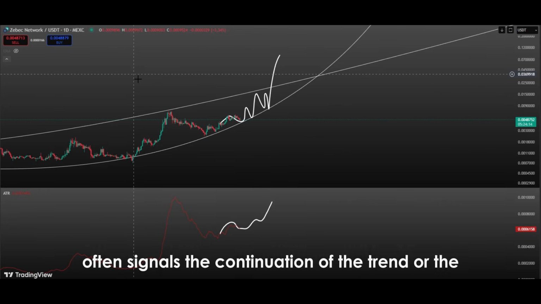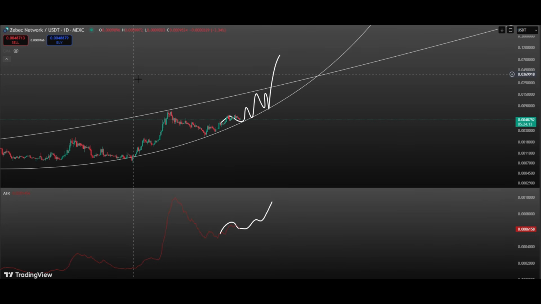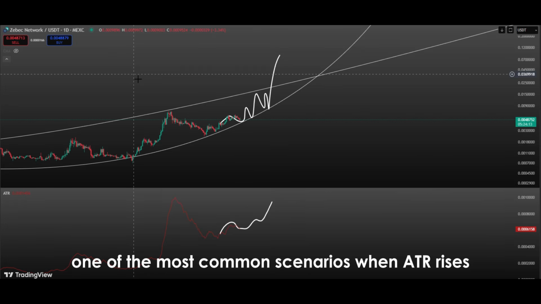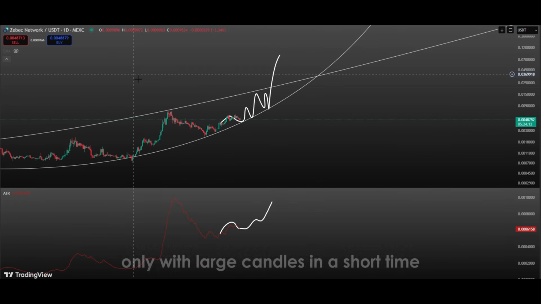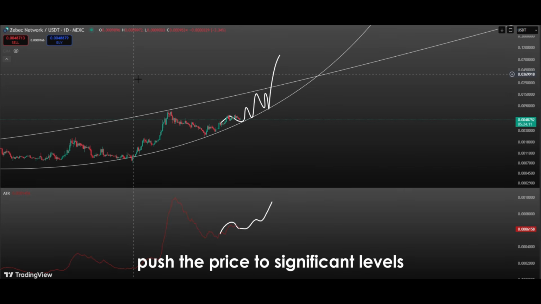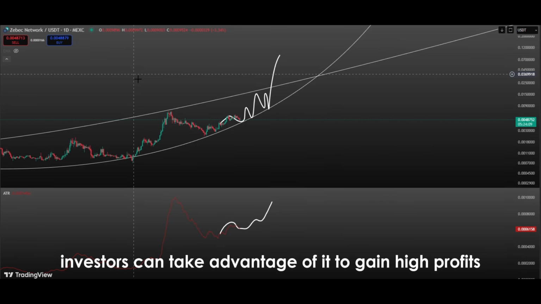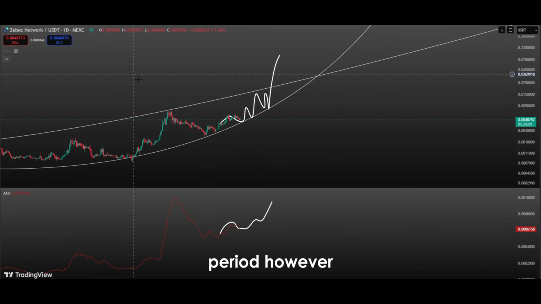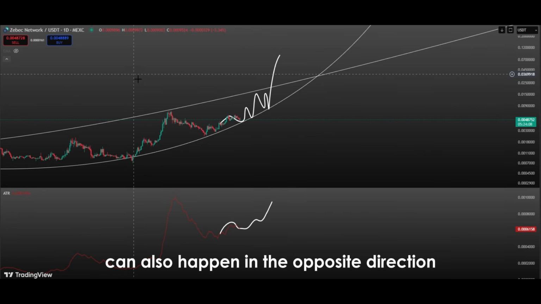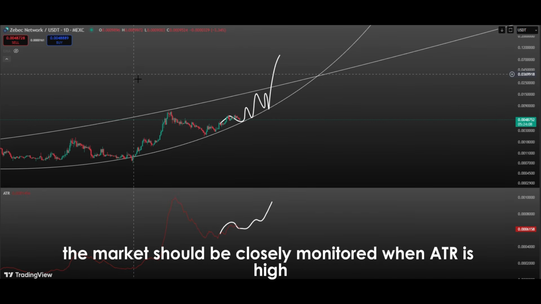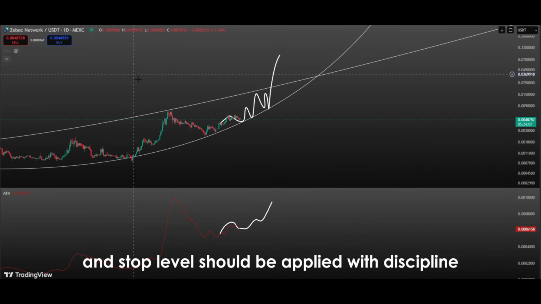This situation often signals the continuation of the trend or the beginning of a new trend. One of the most common scenarios when ATR rises is that the price moves strongly with large candles in a short time. These candles can sometimes push the price to significant levels within hours or days. If this move is upward and the trend is strong, investors can take advantage of it to gain high profits in a short period. However, because such fast moves can also happen in the opposite direction, the market should be closely monitored when ATR is high and stop levels should be applied with discipline.